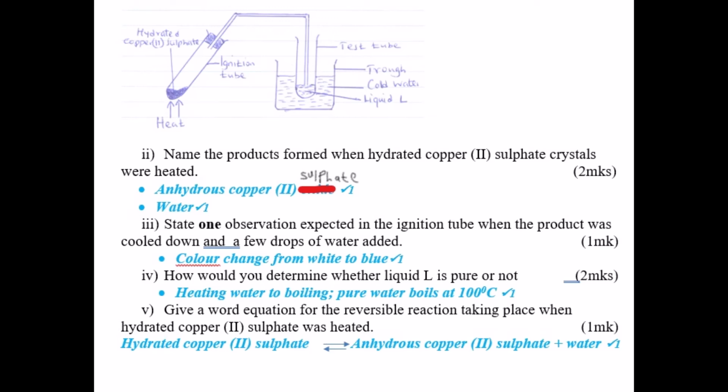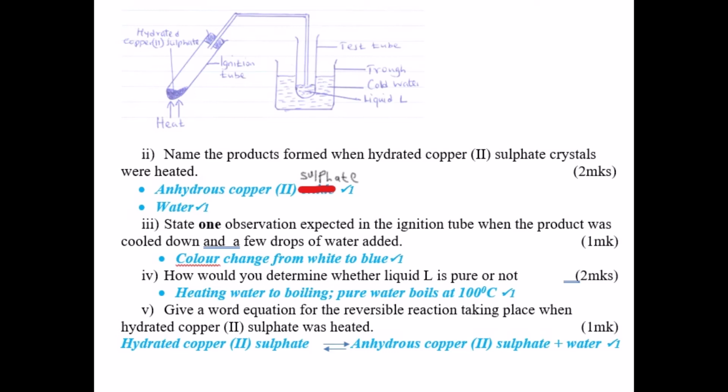You state the observation that will be expected in the ignition tube again. When you cool, then you add a few drops of water. Remember, you're doing a reverse of the heating process. Then the color of the substance that is now white will go back to blue. It's a temporary chemical change. So how will you determine the purity of L? Remember, L is water. So you heat this liquid to boiling, and at sea level, it's supposed to boil at a constant temperature of 100 degrees Celsius.